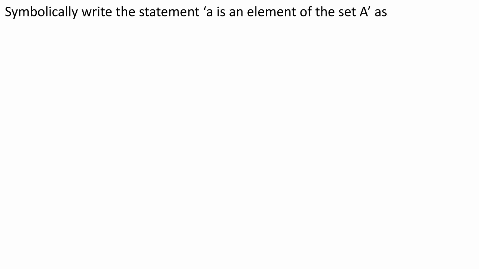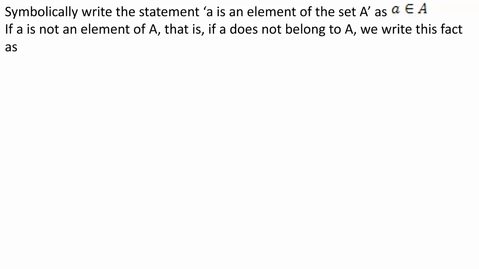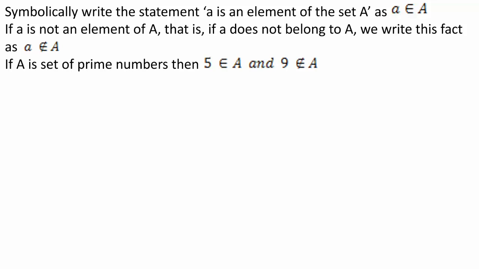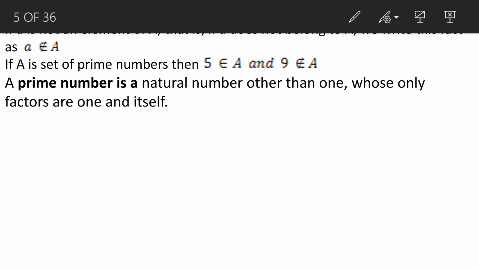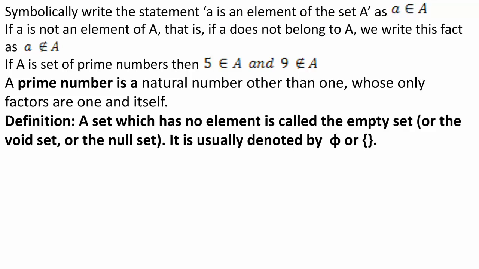Symbolically, we write the element a is an element of the set capital A as a belongs to A, and can be read as a belongs to A. If a is not an element of A, that is, if a does not belong to the set A, then we write this fact as the symbol a doesn't belong to A. If A is a set of prime numbers, then 5 belongs to A, as 5 is a prime number, and 9 does not belong to A, as 9 is not a prime number. A prime number is a natural number other than 1, whose only factors are 1 and itself.